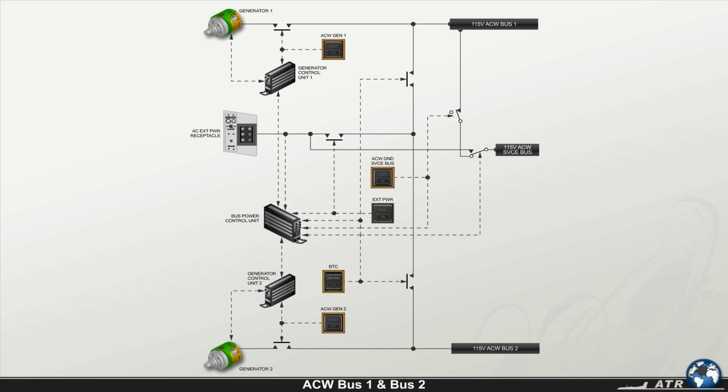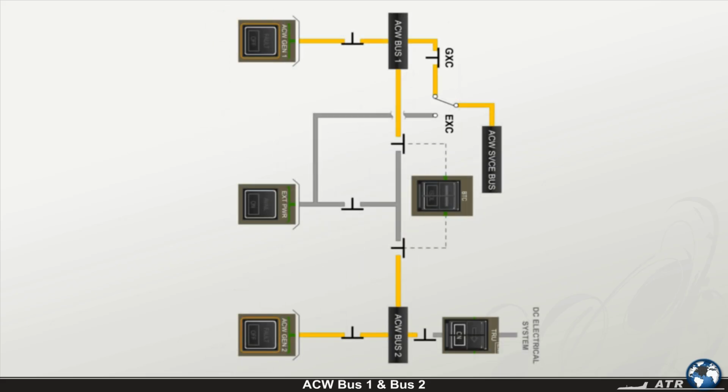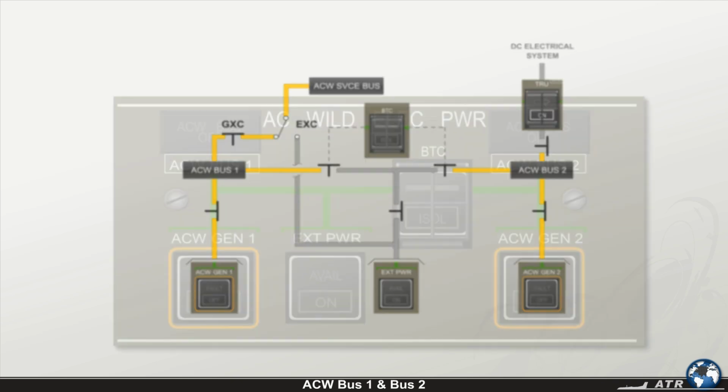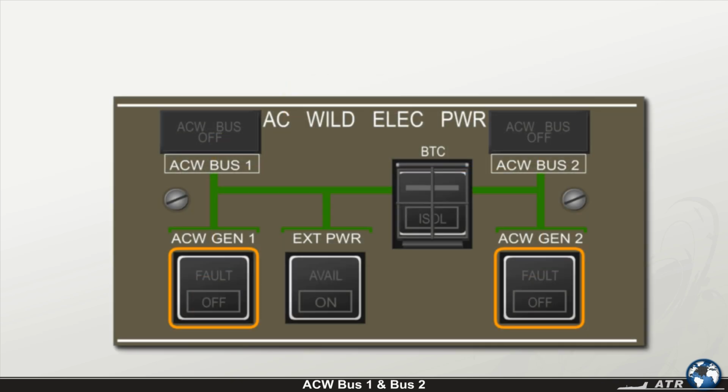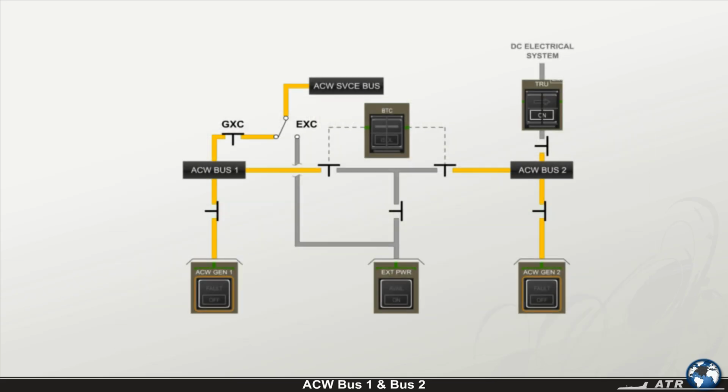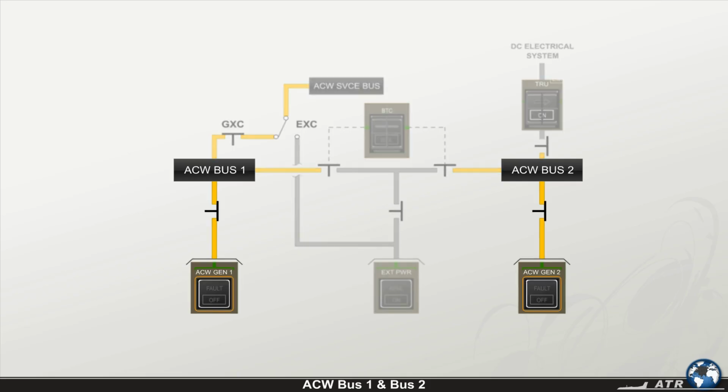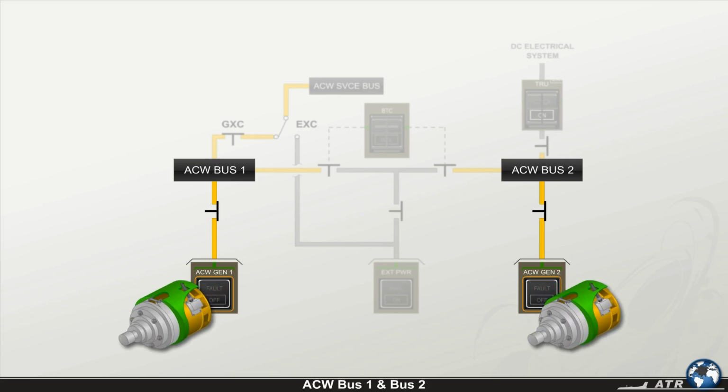Let's now reduce the block diagram to the minimum logic, as it appears on the AC wild electrical power control panel. For distribution of AC wild electrical power, there are three buses. The two main buses, AC wild bus 1 and AC wild bus 2, and the AC wild service bus. Under normal operating conditions, each main bus is supplied by the associated AC wild generator.